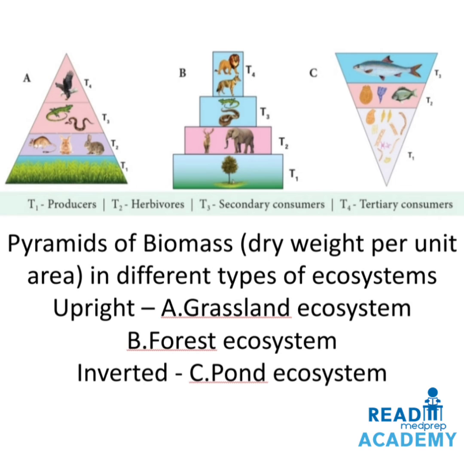Here to sum up, you can see the pyramids of biomass, which is the dry weight per unit area in different types of ecosystems. A is the upright pyramid of grassland, B is the upright pyramid of the forest ecosystem, and C is the inverted pyramid of the pond ecosystem.